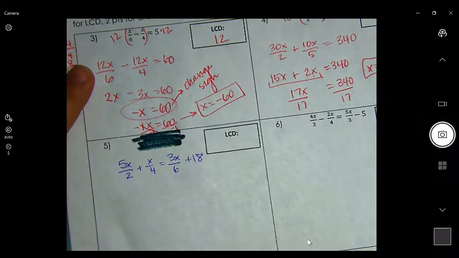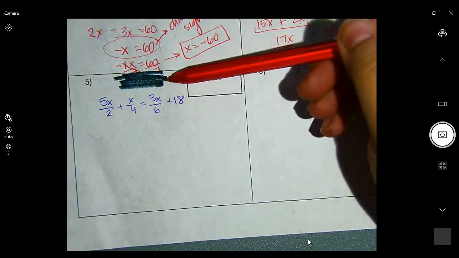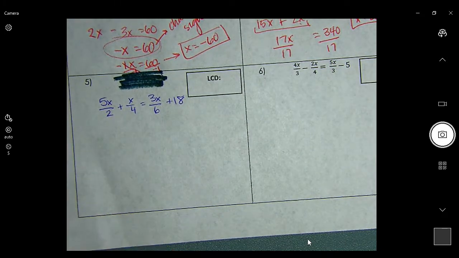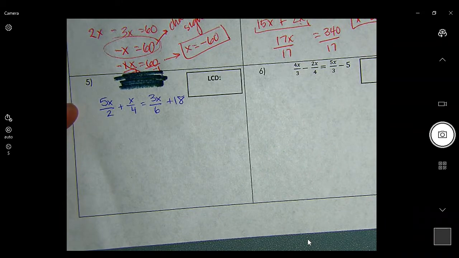Okay, number 5, you'll notice I scratched mine off because mine was different. I had to fix it. I messed up on that problem and I made new copies for you guys. So don't worry about that. You have the right problem on your page. I just didn't have the right problem on this one that I printed. So this is the problem that we're working on for number 5.